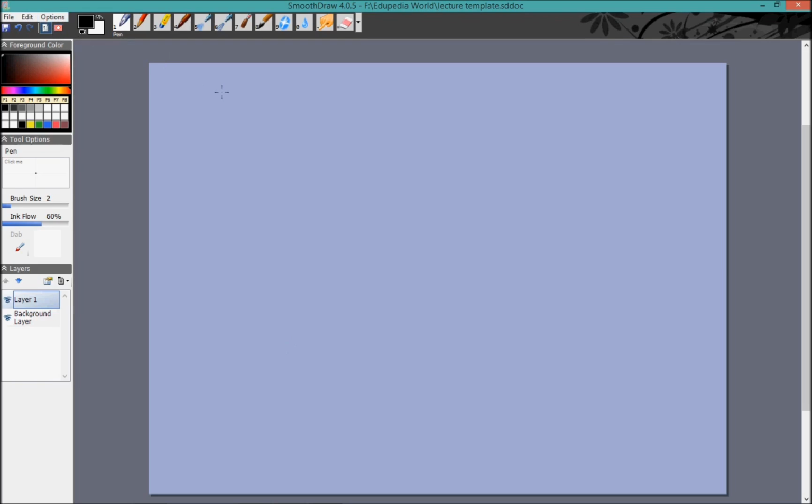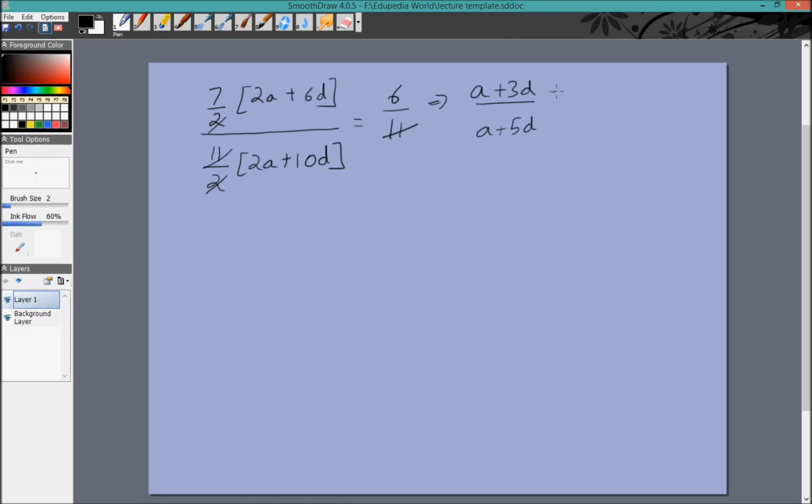So the sum of the first 7 terms would be 7 by 2 times 2a plus n minus 1 times d, or 6d, divided by the sum of the first 11 terms, which would be 11 by 2 times 2a plus 10d. This is given to us to be 6 by 11. 11 goes, 2 goes, so we are left with a plus 3d by a plus 5d equals 6 by 7. You can cross multiply and it gives you 7a plus 21d equals 6a plus 30d, which implies a is equal to 9d. So this is the first relation.